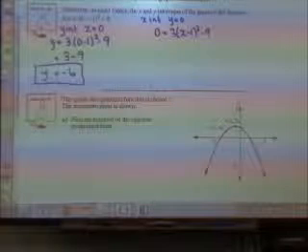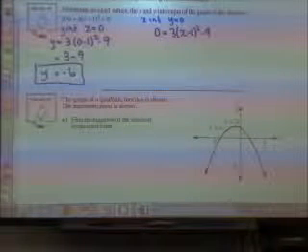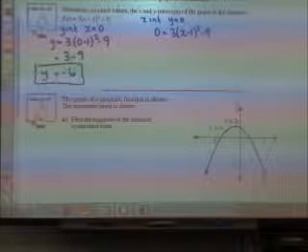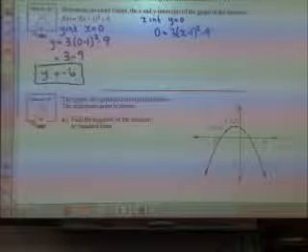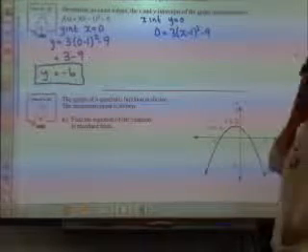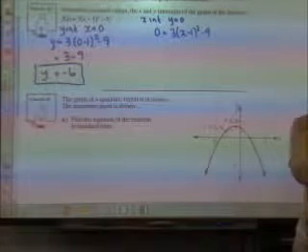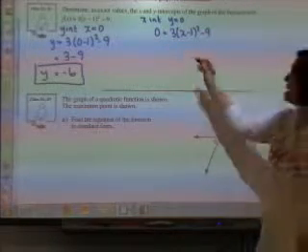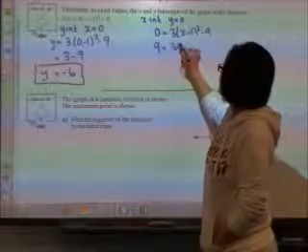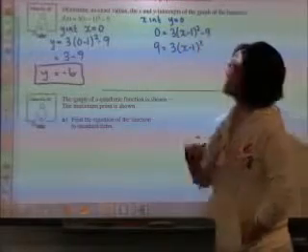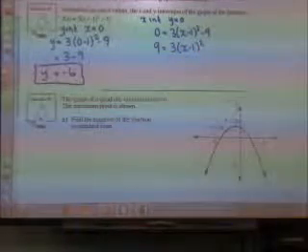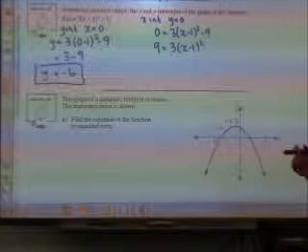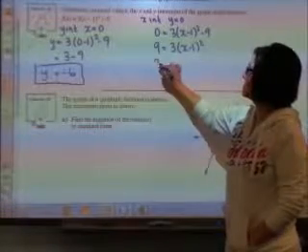Would you have to like FOIL it out? No, I wouldn't FOIL it out. No, I mean, well, don't you have to split up the x minus 1 squared? Nope, I wouldn't do that. I'd get rid of the negative 9 first. How would I add 9 to each side? Then what would I do? Divide by 3. What's 9 divided by 3? 3.